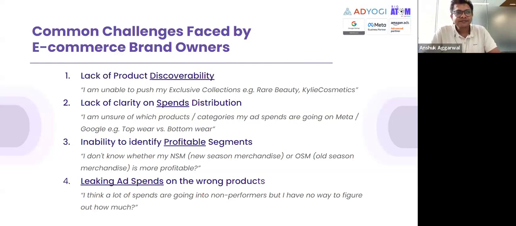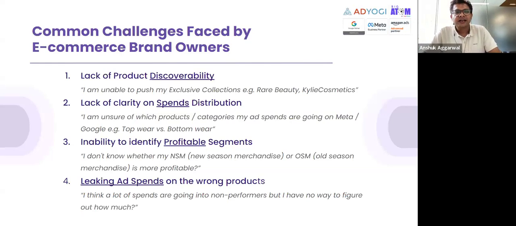Third is, do you really know which segments are more profitable, right? And the segment could be anything. It could be your new season merchandise versus old season merchandise. It could be discounted versus non-discounted. But the larger question is, do we know where the profitability is coming from, right?